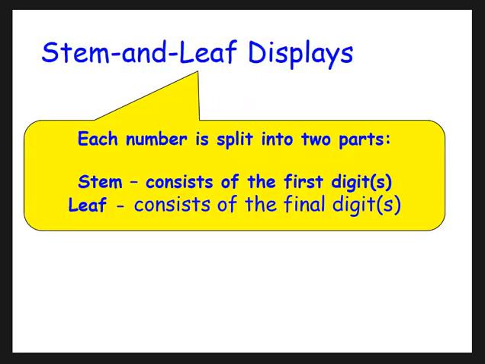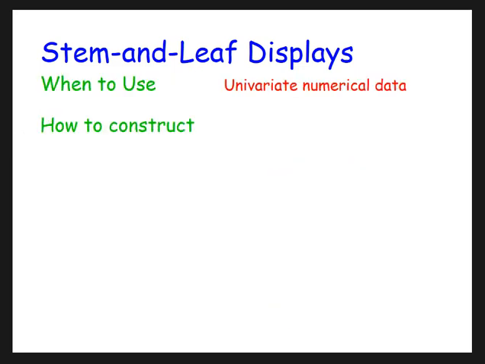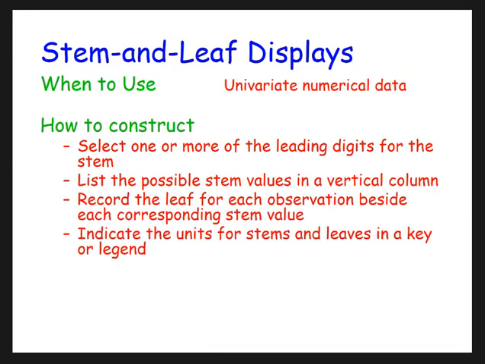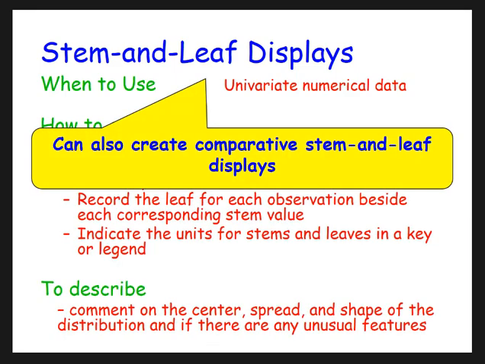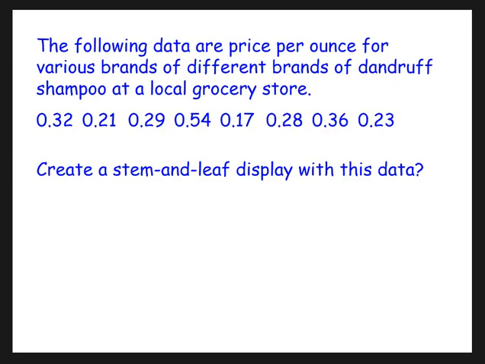So looking at those graphs for numerical data, stem and leaf plots we've looked at, very important, using the leading digits. We also used comparative stem and leaf plots, sometimes called back-to-back stem and leaf plots, where we have the same stem and two different sets of leaves.